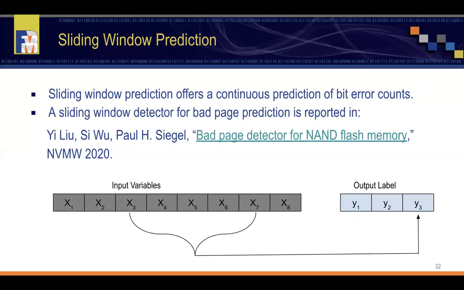So here we can note that this classifier has a time dependency attached to it. And more details about the classifier and this problem can be found in the presentation titled Bad Page Detector for NAND Flash Memory, which is linked on the slide here.